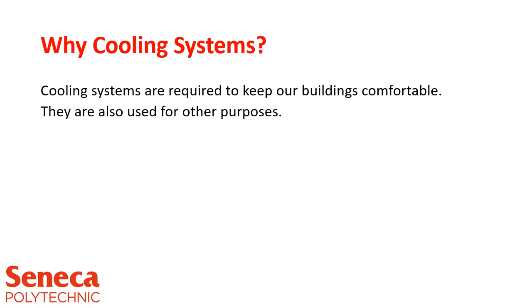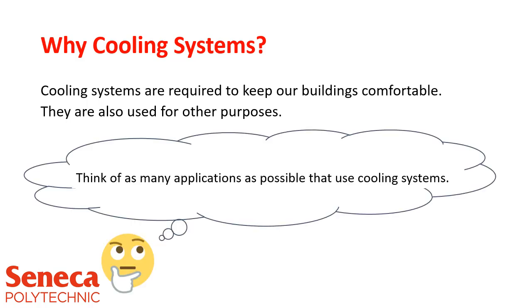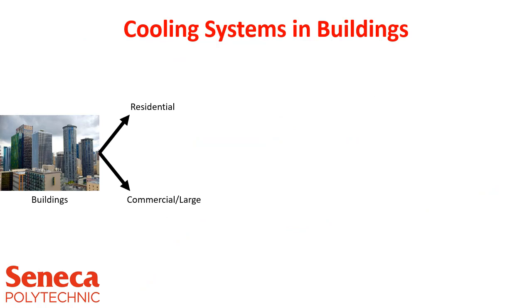Cooling systems are required to keep our buildings comfortable. Remember that we have learned that one of the main goals of building systems is providing occupants with comfortable and desirable conditions. Where and how do you think cooling systems are applied? We have learned from our previous courses that buildings, based on their size and functions, can be categorized as either residential, commercial, large, and multipurpose.